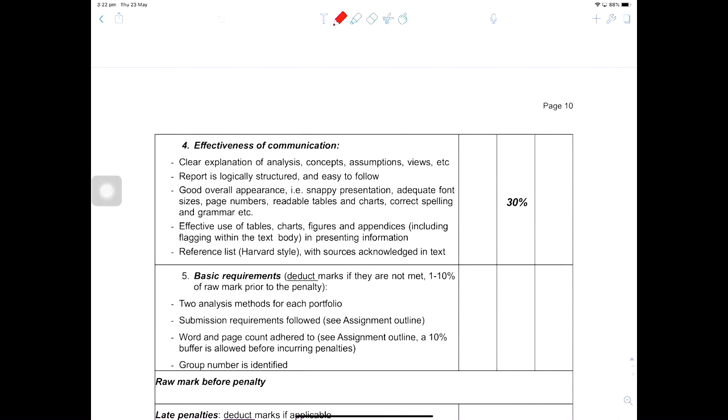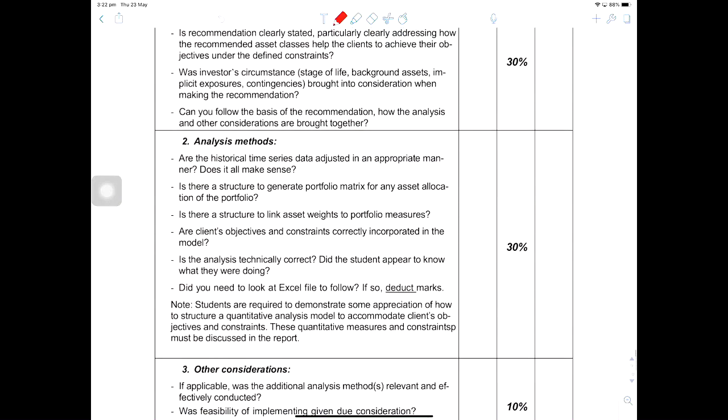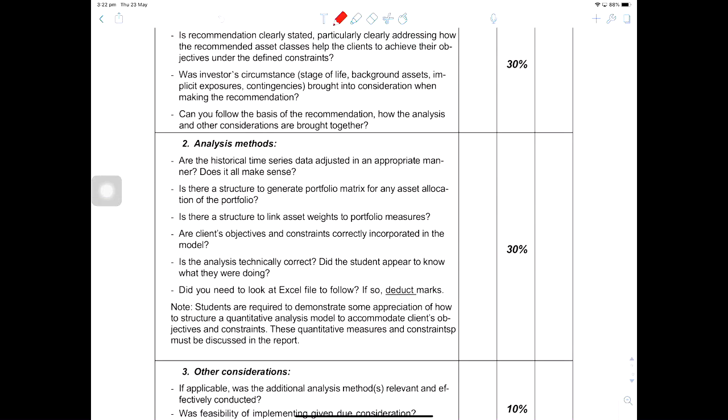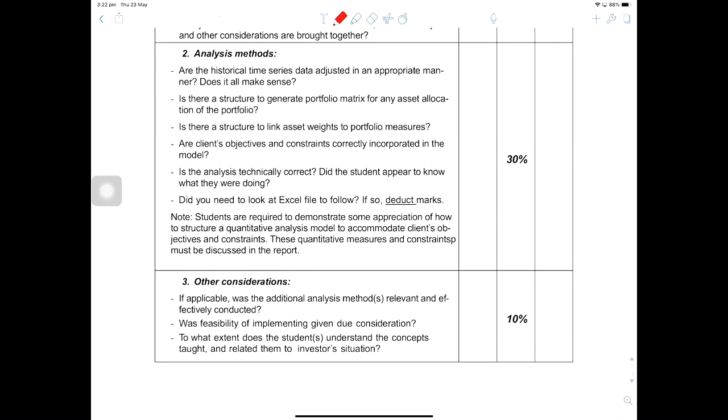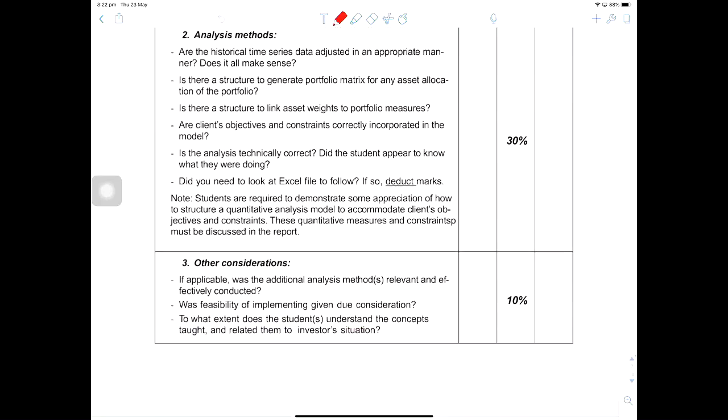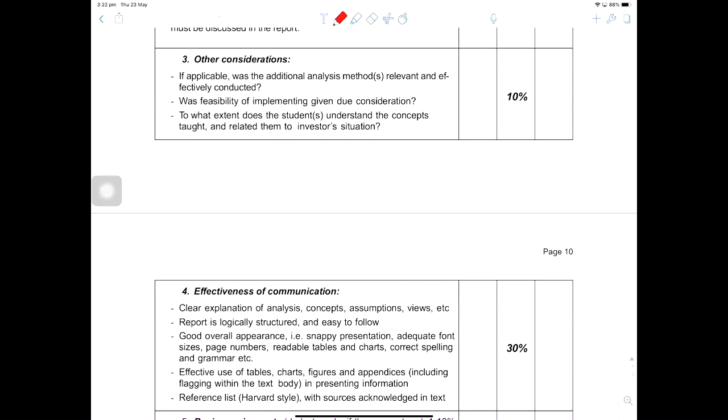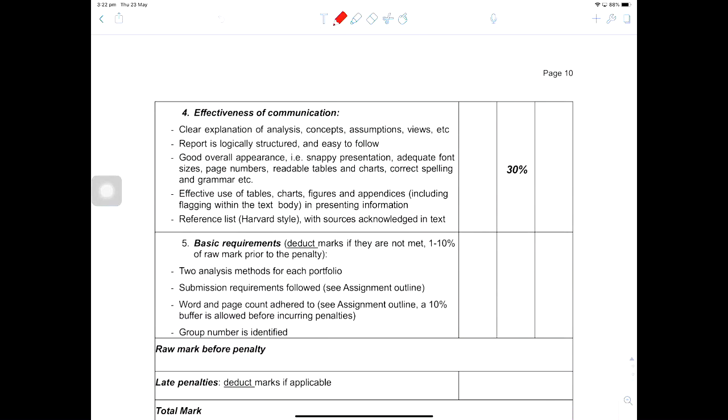And next, the effectiveness of communication. So you probably will see that how well your recommendation will be, how well you run the analysis will account for 70% of the assignment. And the last 30% just purely comes from how effectively you write. So it's still a general assessment of how effectively you write in the report.